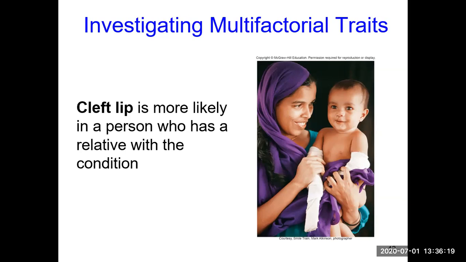Another multifactorial trait is cleft lip, which is a very common genetic disorder. It can be cured by a minor surgery. And this runs in families. So cleft lip would be more likely in a person who has a relative with this condition.